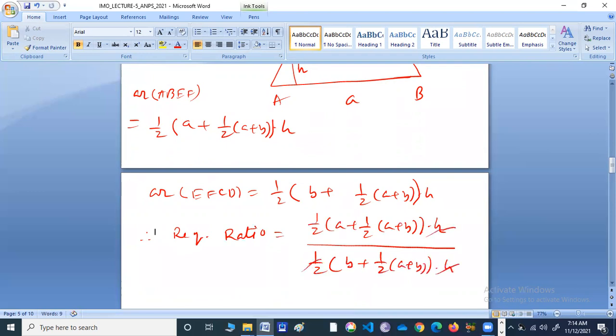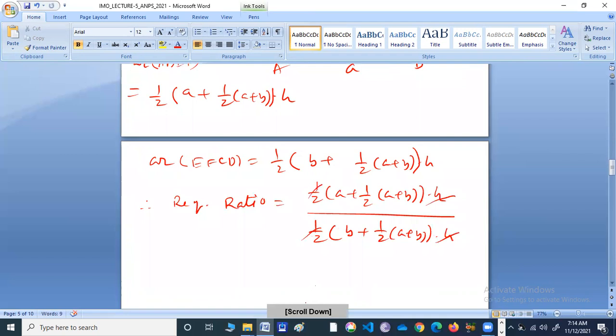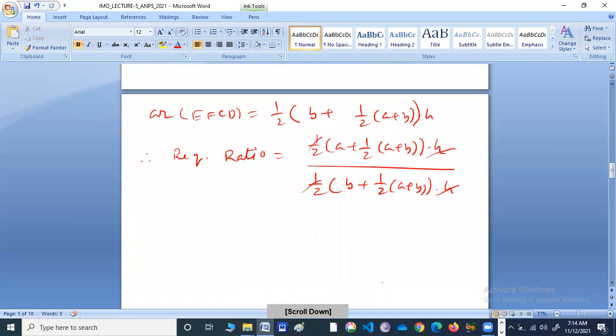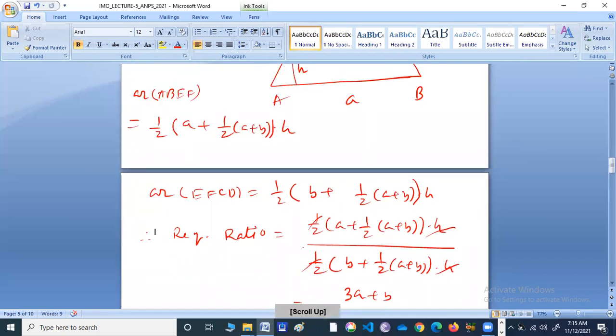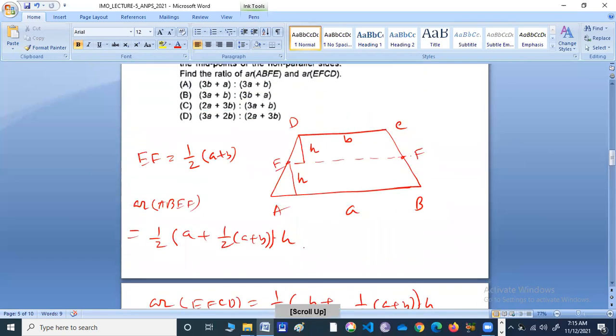Half cut down. So it will be 2A plus A, 3A plus B by 3B plus A. Okay. So which of the options is correct? Therefore, option B is correct. Okay. Good.